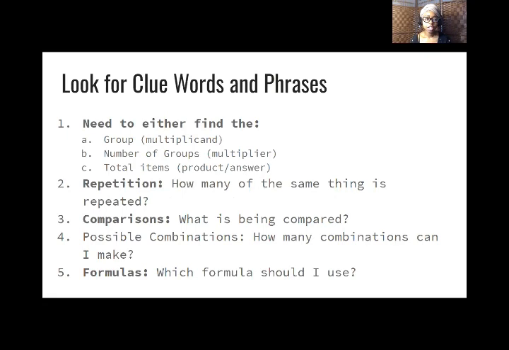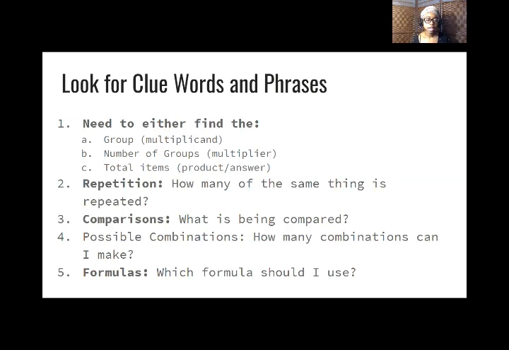So you definitely want to look for clue words and phrases in your word problems. And you're going to either need to find the group, which would be the multiplicand, the first number you will multiply, the number of groups which would be the multiplier, or the total number of items altogether, which is the product, which is the answer of multiplying two numbers together or multiple numbers together, okay?